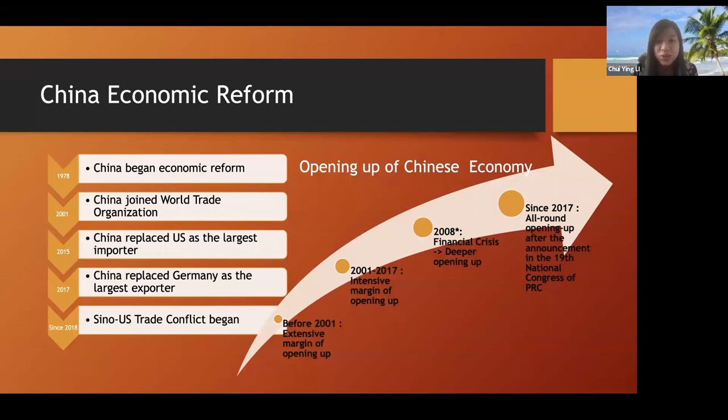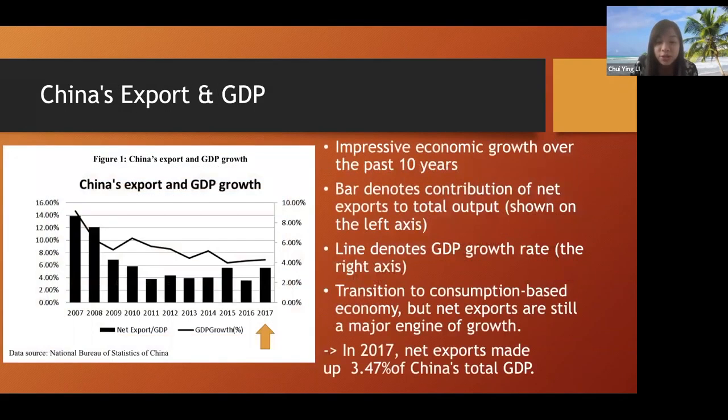Since 2018, the trade conflict between China and US began. Let's look at the export and GDP of China. China had an impressive economic growth over the past 10 years.